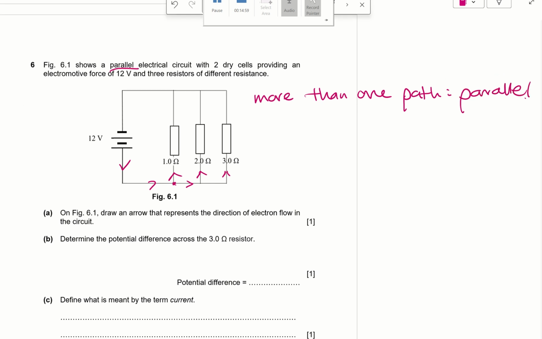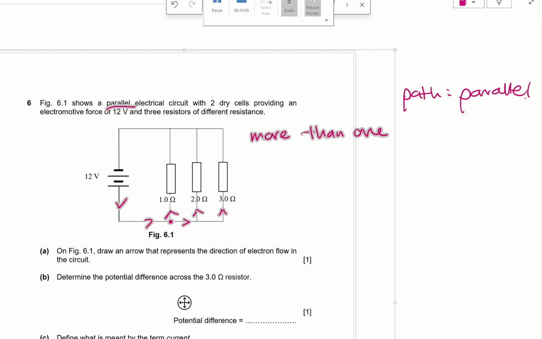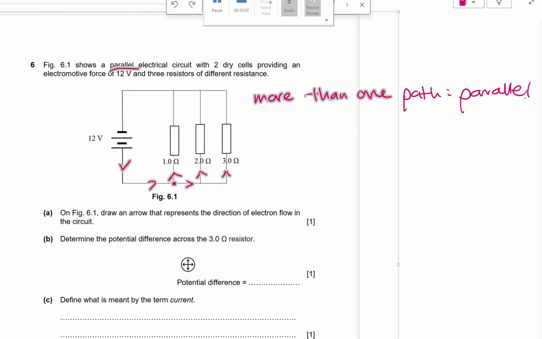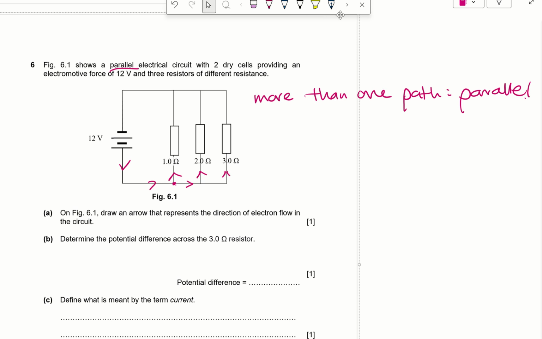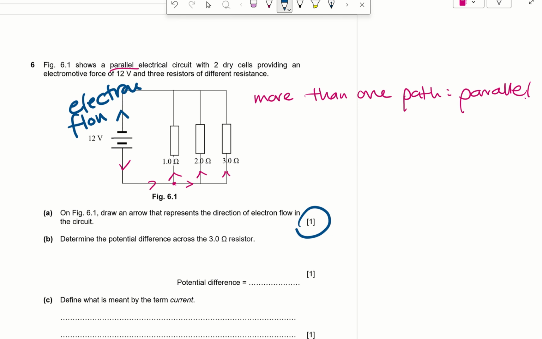Okay, so on figure 6.1, draw an arrow that represents the direction of electron flow. So the answer will be, maybe I use a different color. Okay, so this is the electron flow. Please don't miss out this one mark, electron flow. Okay, why is it so? Because electron flows from the negative, current flows out from the positive terminal.